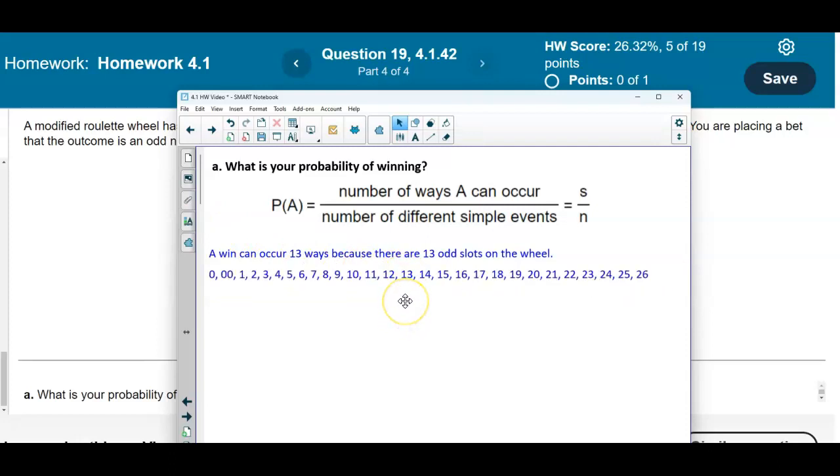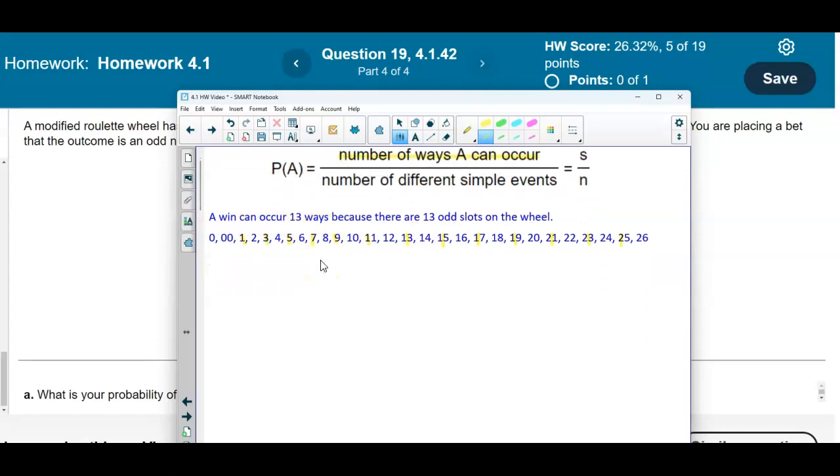So, let's take a look here. We know that the success is to have an odd number. We know that 0 and 00 are neither odd nor even. So then we'd have 1, 2, 3, 4, 5, 6, 7, 8, 9, 10, 11, 12, 13 odd numbers. So that's why we can say that a win can occur 13 ways.